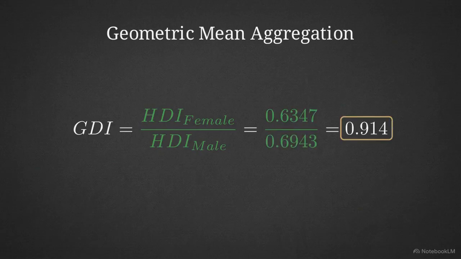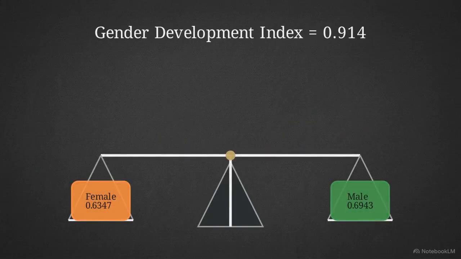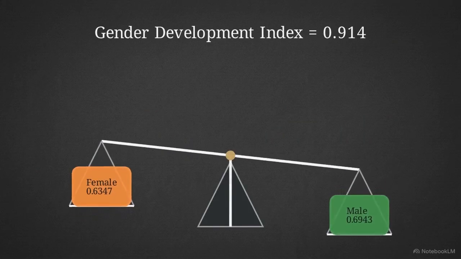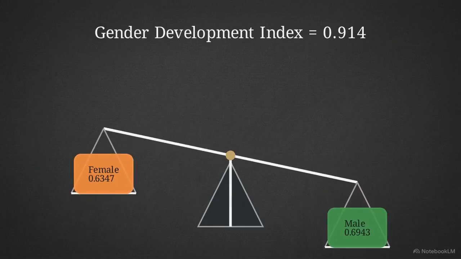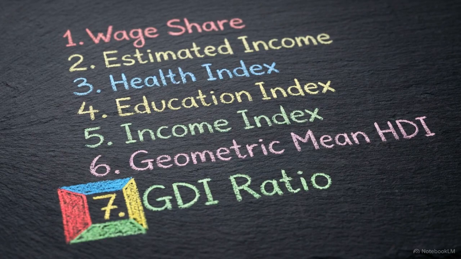The final step is the division we established at the start. We divide the female HDI by the male HDI, giving us a final index of 0.914. Returning to our balance scale, we can interpret this result. Because the Bangladesh 2022 score of 0.914 is less than 1, the scale tips. It empirically proves that women are lagging behind men in aggregate human development achievements. This completes the process. We have moved from raw demographic surveys through a strictly ordered sequence to produce a single standardized metric of gender equality.